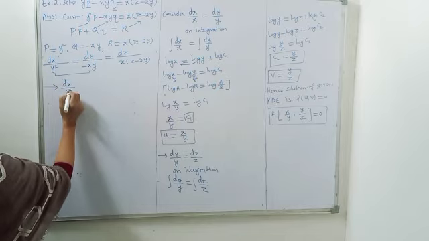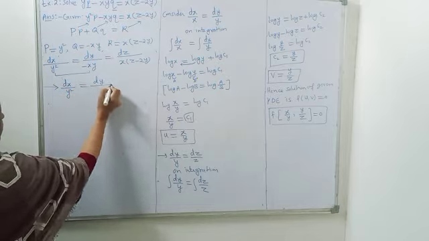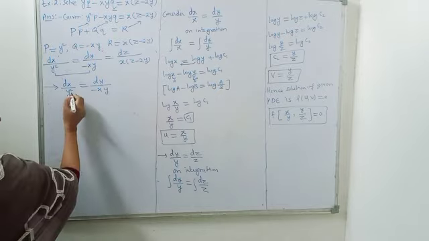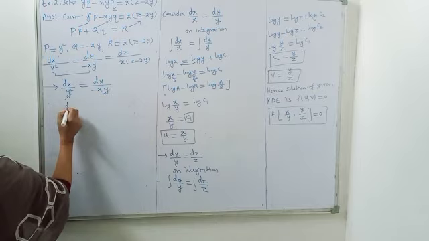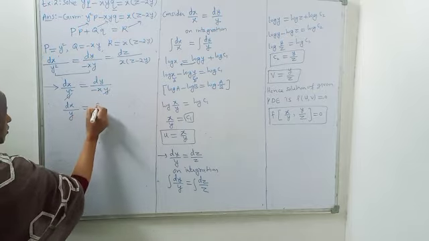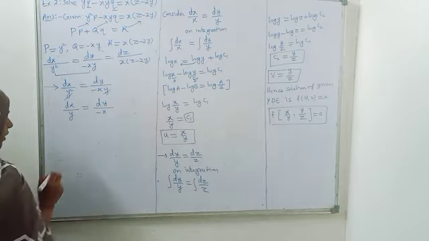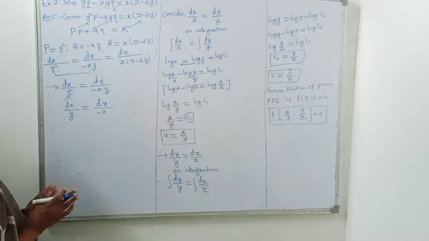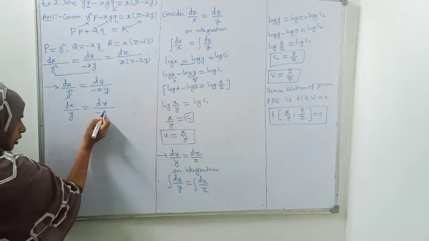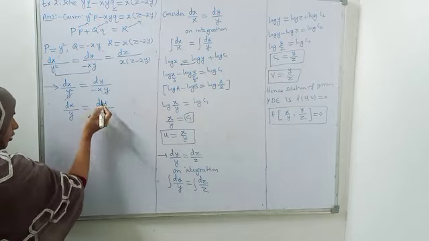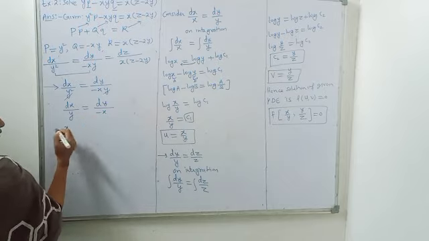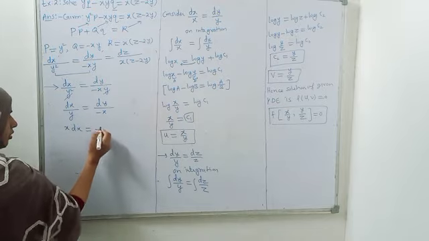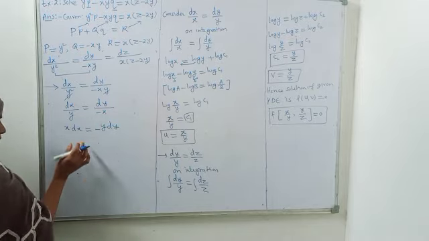So dx upon y square is equal to dy upon minus xy. There is no third variable z present over here, so one y cancels. So dx upon y is equal to dy upon minus x. Now we have to use the variable separable form. That's why I shift x to the dx side and y to the dy side. So x into dx is equal to minus y into dy. It is variable separable form.